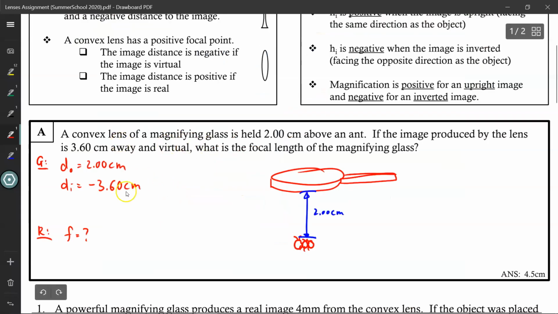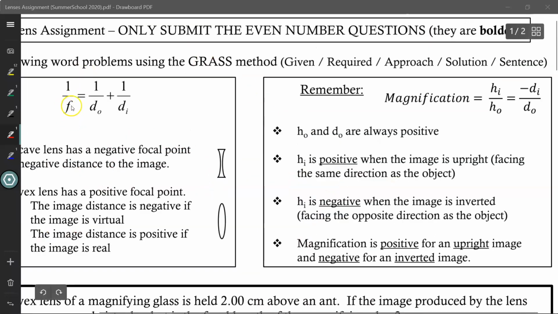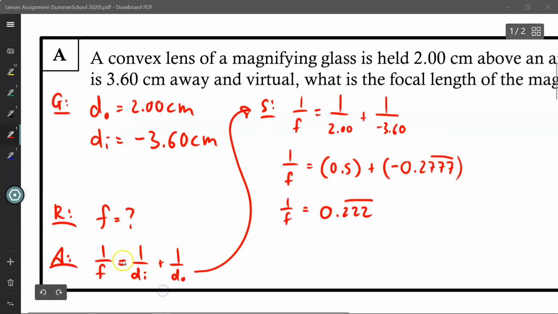So now that we have all these values, let's figure out which equation we're going to use. Since I'm trying to find the focal length and this variable is not present in this equation, I must use this equation. Inserting our values, we get this equation. Now I'm going to convert these fractions into decimals. Just make sure that when you do so, keep as many decimal places as you can, because if you round too early, your final answer will have a huge error associated with it. So don't round during your calculations, only round the final answer. Adding these together, I get 0.222 repeating is equal to 1 over f.